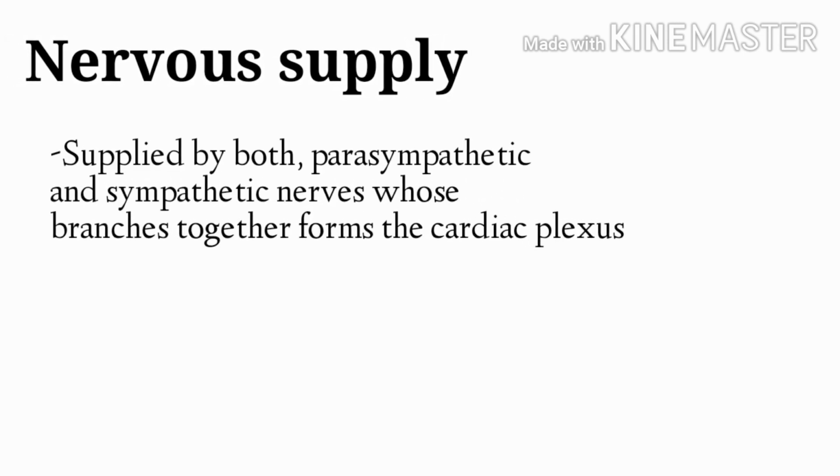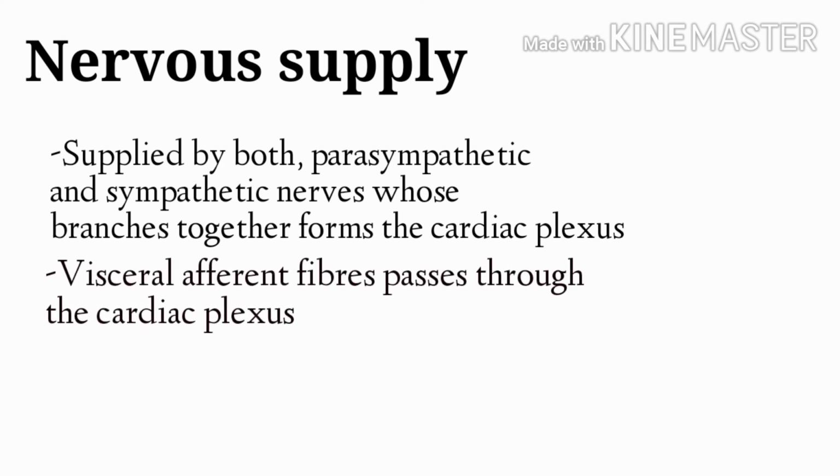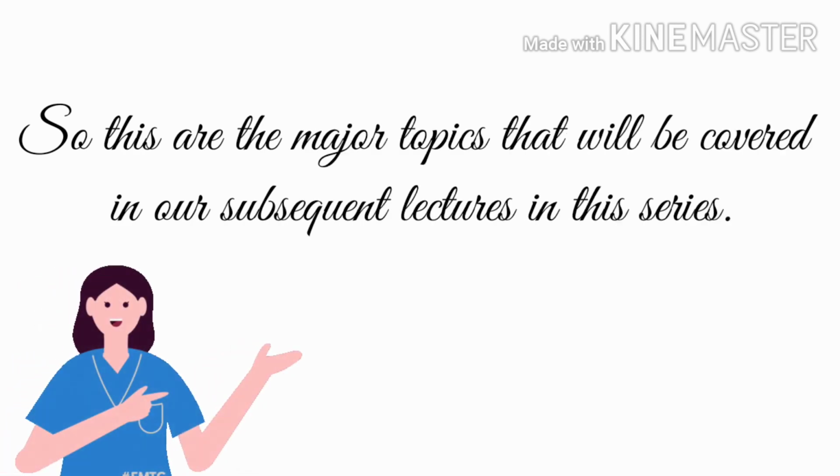Lastly, we have the nervous supply of the heart. The heart is supplied by both the parasympathetic and the sympathetic nerves, whose branches together form the cardiac plexus. This cardiac plexus consists of the superficial part and the deep part. Also, the visceral afferent fibers pass through the cardiac plexus to the central nervous system. So these are the major topics that we will study in detail in subsequent lectures.